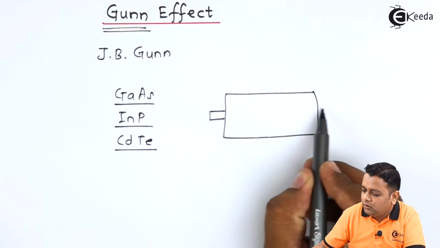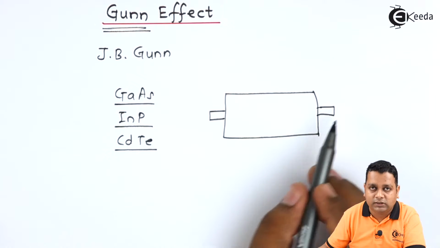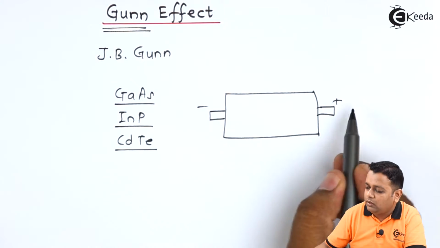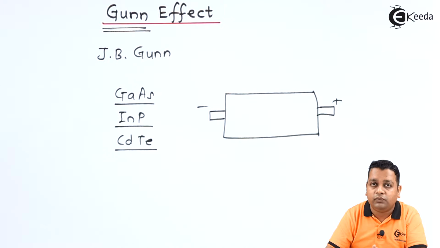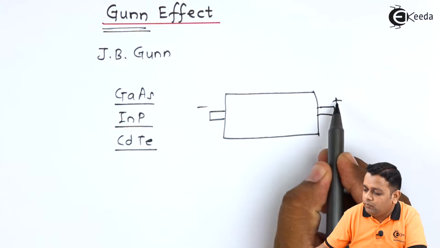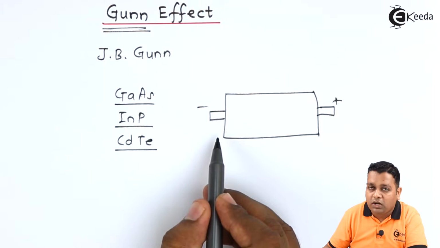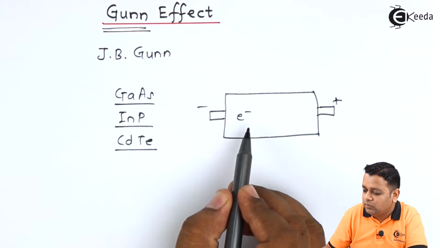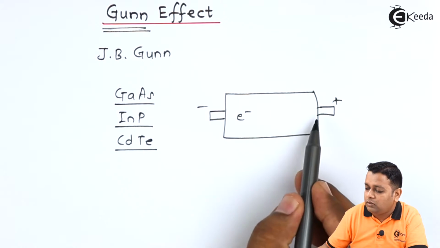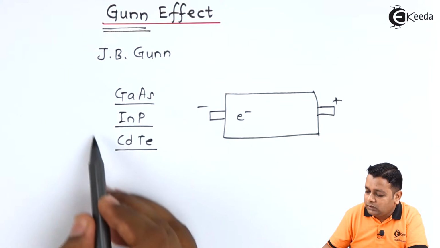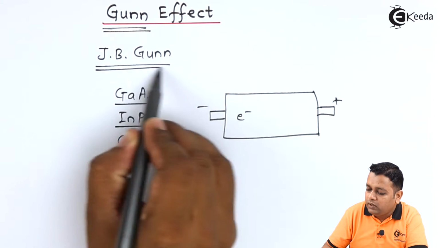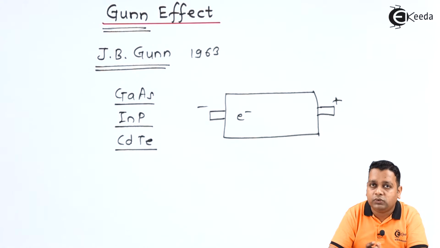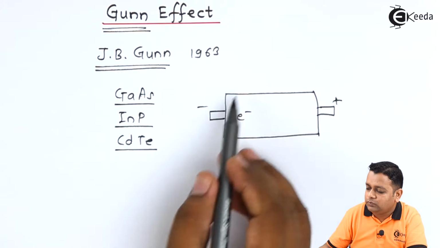To this particular bulk, two electrodes at the two ends can be connected, and they can be given different polarities, negative and positive. The negative terminal we generally call the cathode, and the positive one is the anode. Given a potential here, it is expected that the electron, the free charge carrier inside this bulk, is supposed to travel from the cathode end to the anode end. But for these types of compound materials, J.B. Gunn in the year 1963 observed oscillations or fluctuations in the current produced for this particular device.